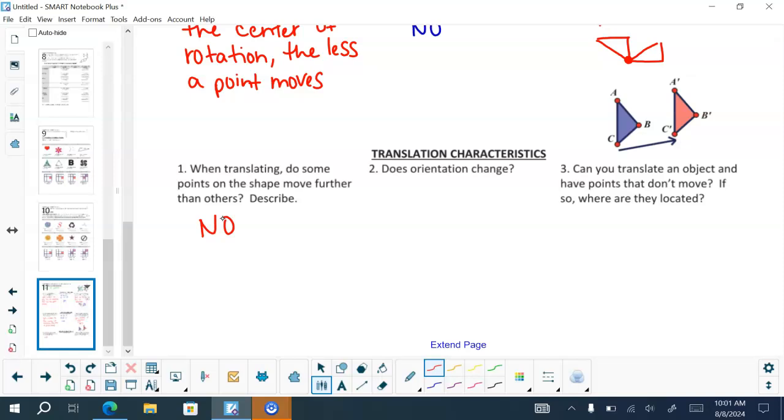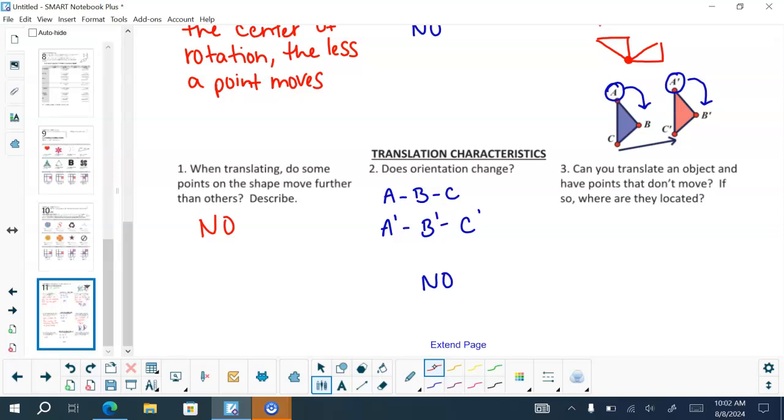Does orientation change? Again, I would look at the order of the letters. So if we start at A, again, I'm just keeping it consistent with the direction I'm going. It doesn't matter, though, if you switch it around. If I go A to B to C, on the other shape, we have A prime. That one also is going to be the same. A prime to B prime to C prime. So no, orientation did not change.